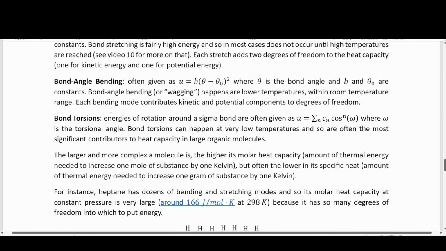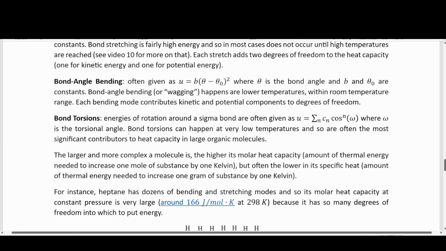Bond angle bending, or wagging as it's often called, is often given as U equals B times (theta minus theta naught) squared, where theta is the bond angle and B and theta naught are constants. Bond angle bending happens at lower temperatures, within room temperature range. Each bending mode contributes kinetic and potential energy components to the degrees of freedom.